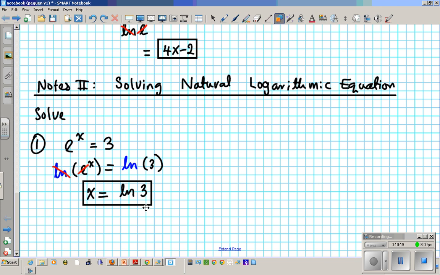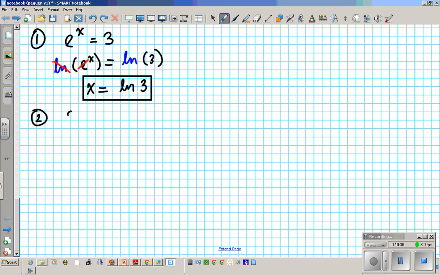Alright, let's try another example. What if we had number 2? What if we had 3e to the x minus 4 equals 2? In order for me to get rid of the e, I need to get it isolated first. I need to get it clean, and then I can get rid of it. Okay, so to get rid of the e to the x, I need to get rid of this 4 first, and then the 3, and then I can get rid of the e. Alright, start from the outside to the inside part. Reverse PEMDAS. So let's get rid of the 4 first. How do we do that? Use this inverse, add 4 to both sides.